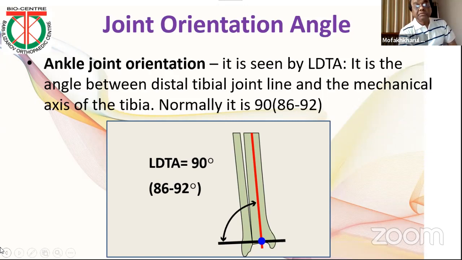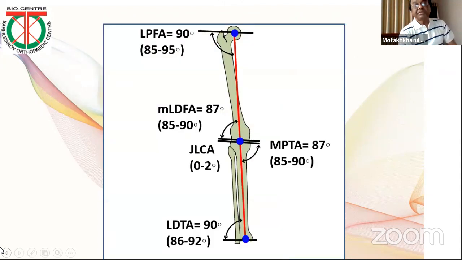Lateral distal tibial angle, 90 degrees. So it is very easy to memorize, 90, 87, 87, 90. These are the things you can easily remember here. See, this is the 90. This is the 90 LPFA, and this is 87, opposite 87. If any problem near the joint, then you'll realize this 87, this is 87, and LDTA, this is 90 degree. So you can see here four angles, keep it in your mind, 90, 87, 87, and 90.